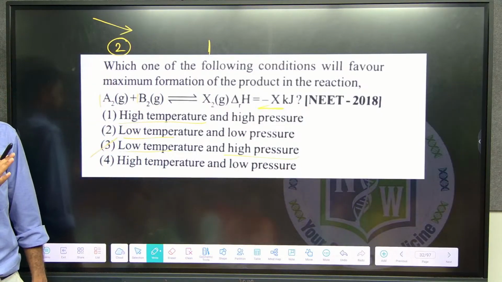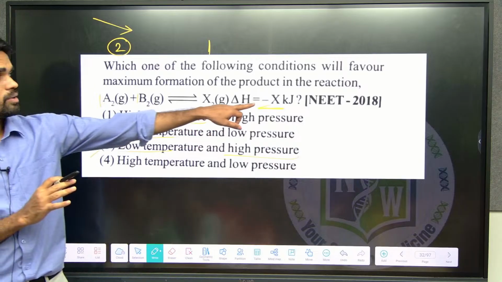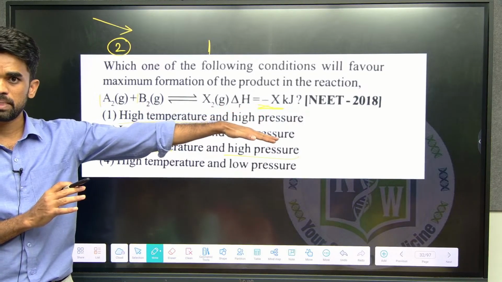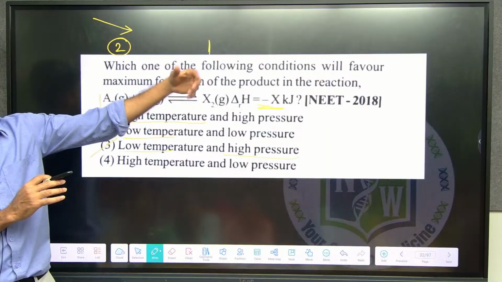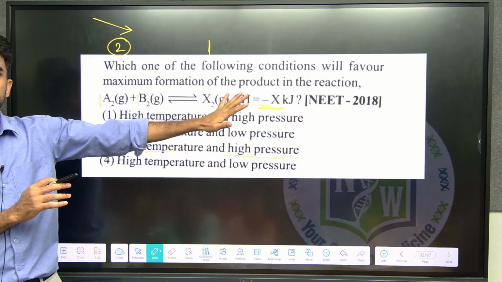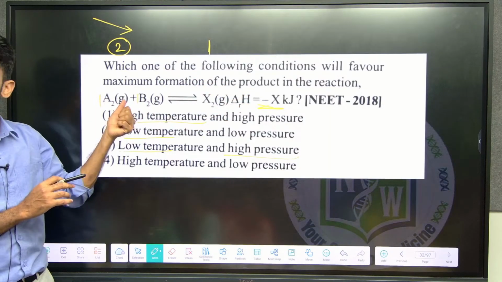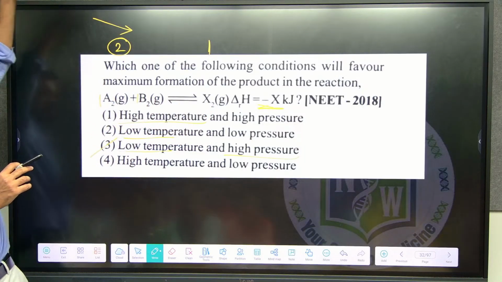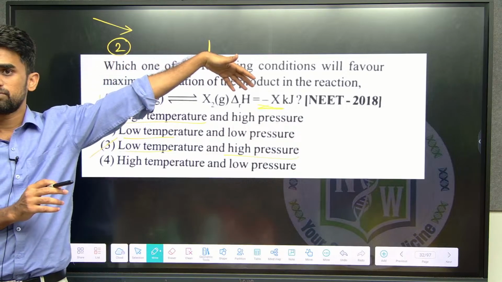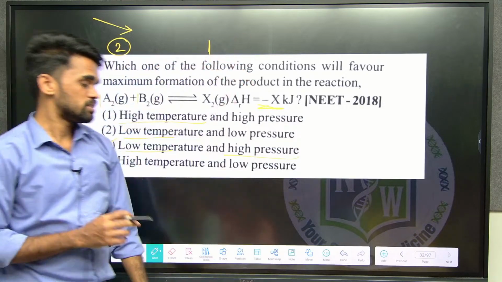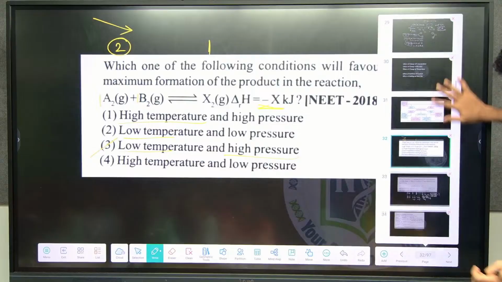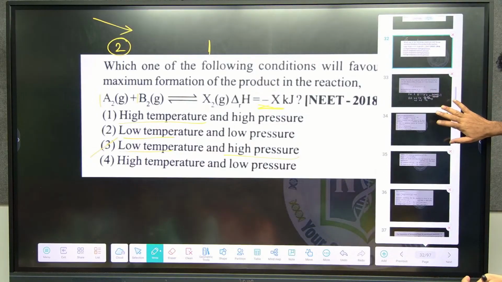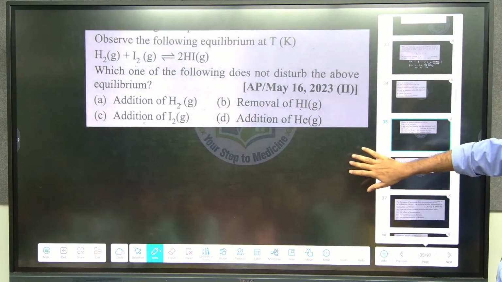Is this clear, everyone? How to answer? Negative means low temperature. Okay, and how to know high pressure or low pressure? Check the number of moles like this. Where do we have more number of moles? This side. So if I increase the pressure, it moves forward. Okay, that's it. Next. Do this fast.